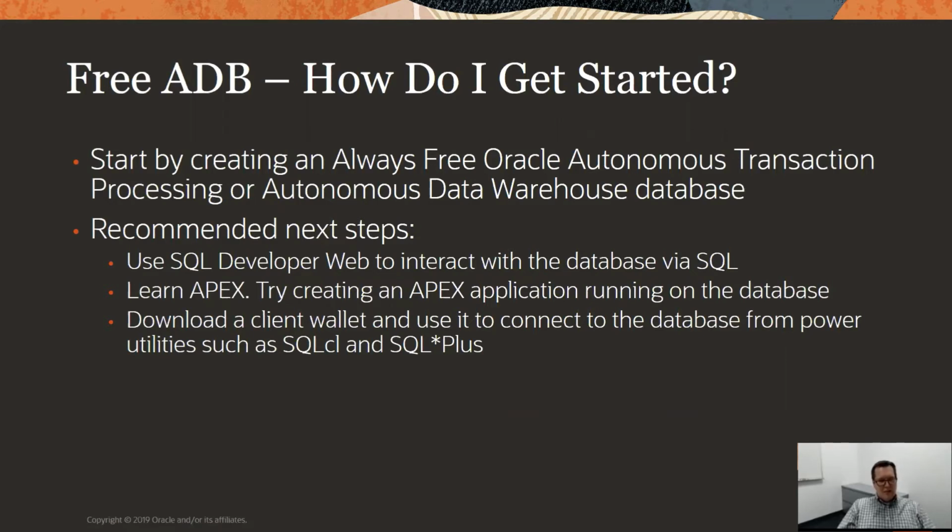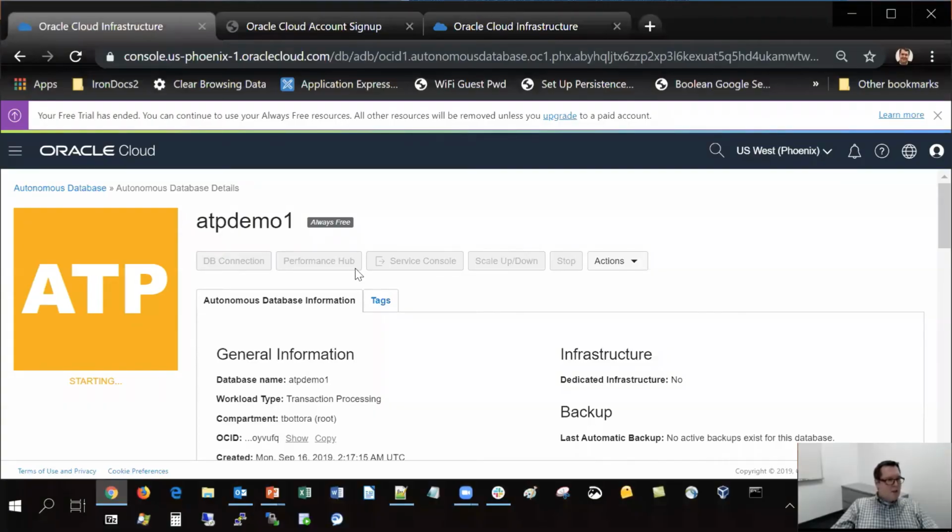You have to download a wallet. It has the client certificate in it. So you download that from the console UI or from the developer API. You can also use APIs to do this stuff. And then you can easily connect from one of our clients like SQL or SQL+. So that's what's included.